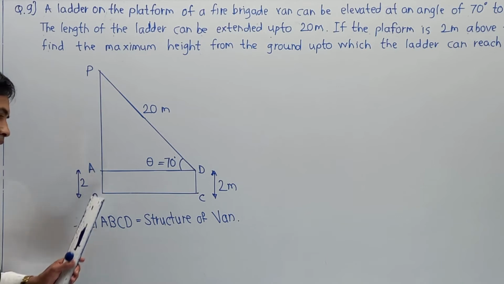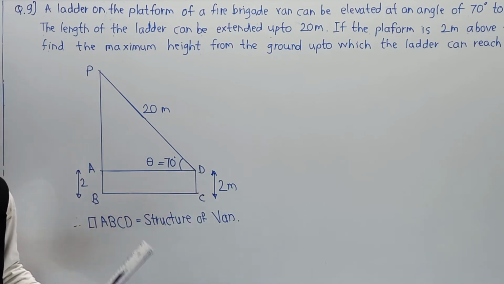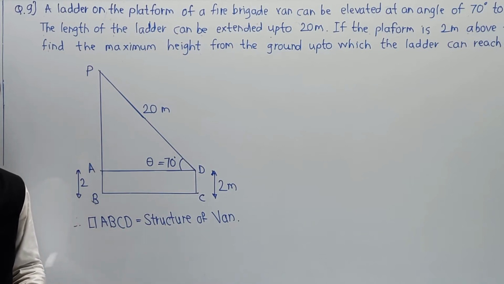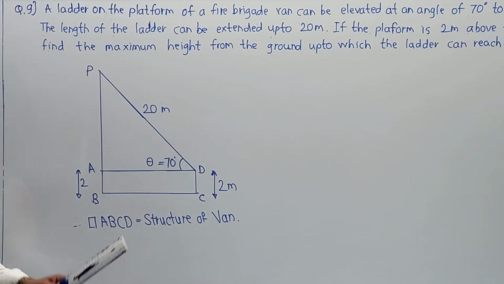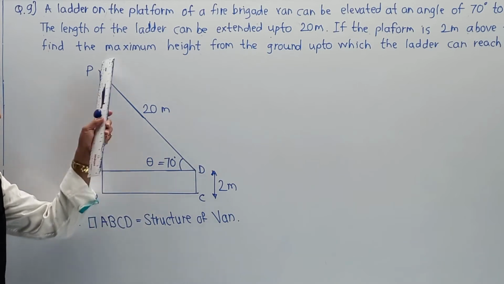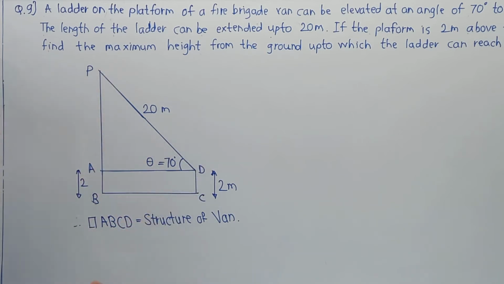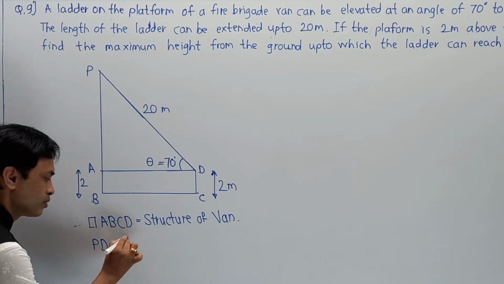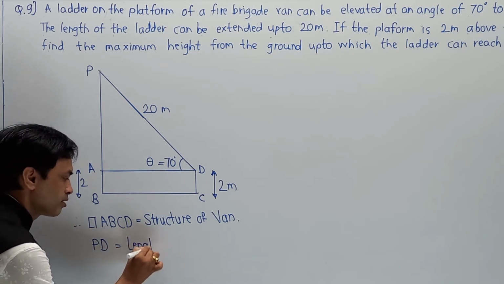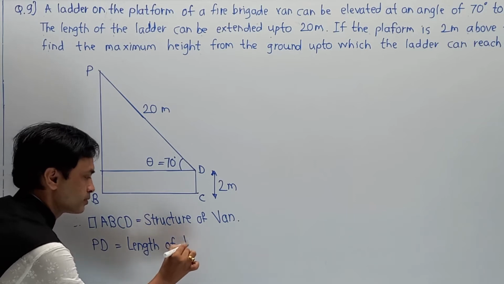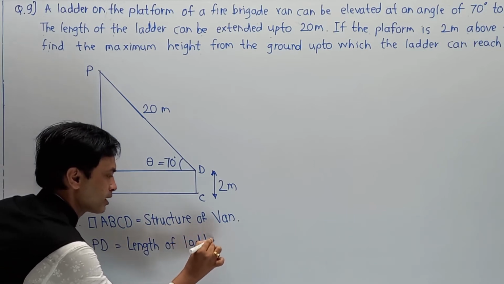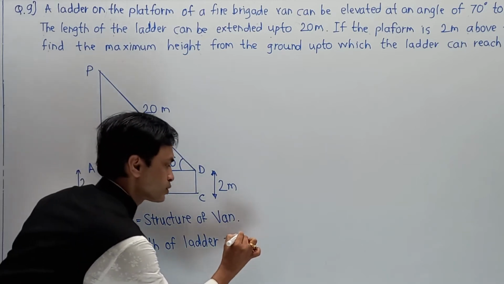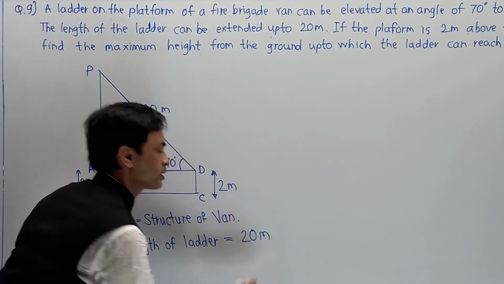Means you can say that AB and DC will act as a height, and you can consider BC as well as AD as a length. But we don't need any length over here. Next, PD is the length of the ladder. PD is equal to the length of the ladder, and in the data they have provided us 20 meter. So that is a value of 20 meter.